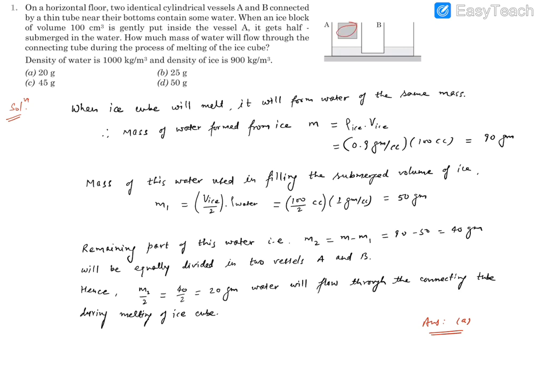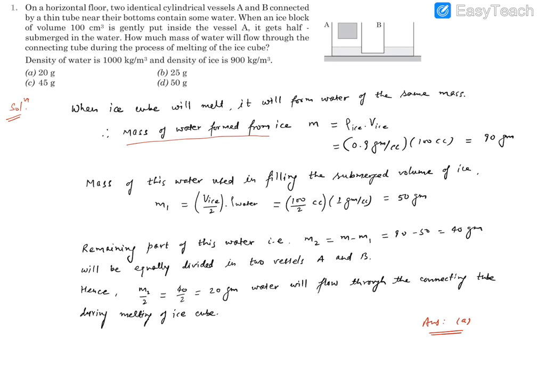When this ice melts, then there might be flow of liquid through the tube. We need to identify how much mass of that water flows. So that's a good question, and here is the solution. Let me explain how I have solved it. When the ice cube melts, it is going to form water, and the water that is going to form is going to be of the same mass as that of the ice. So first we are going to identify how much mass of water is going to form by melting of ice. That's going to be the extra water coming in, right?